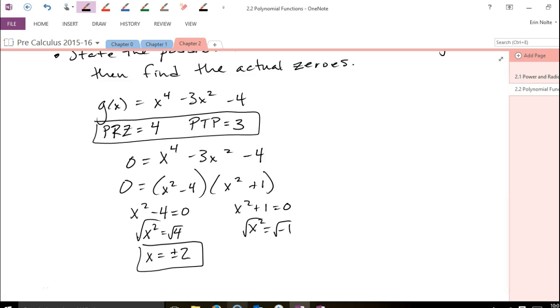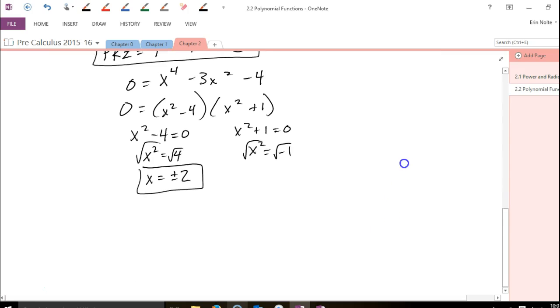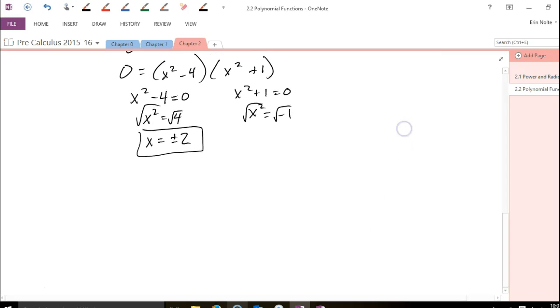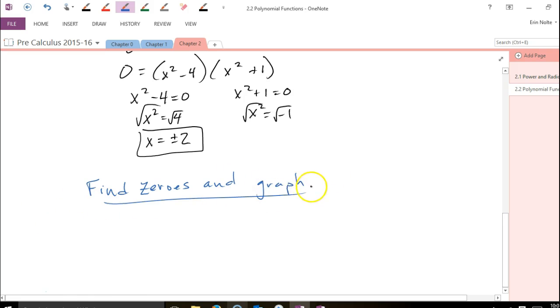Okay. Are we good with that? Can I do one more? Okay, I'm going to do two more actually. I agree, that was terrible. I apologize for that. They're also going to ask you to find the zeros and graph the function. Okay, so again, trying to do this without a calculator.